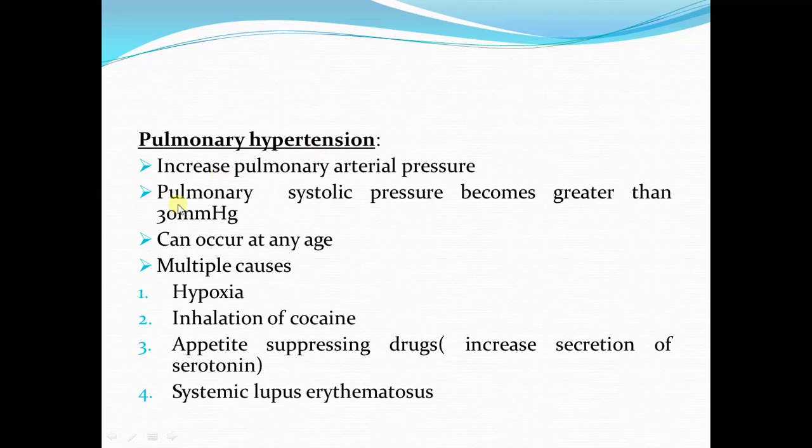Pulmonary hypertension can occur at any age, and there are different causes which predispose to the development of pulmonary hypertension. So hypoxia can be the cause of pulmonary hypertension because it causes vasoconstriction and increase in the pulmonary vascular resistance and can lead to pulmonary hypertension. Then inhalation of cocaine. Then there are certain drugs like appetite suppressing drugs, or there is a condition, autoimmune disease systemic lupus erythematosus. So in these different conditions there can be development of pulmonary hypertension.